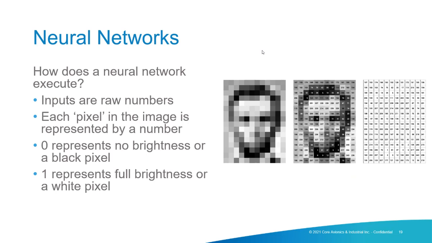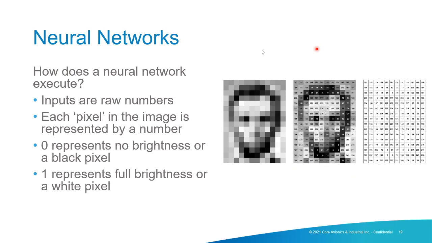So if you look on the image on the right, you can see a very low resolution picture of a face, and you can see that each of the pixel elements in this low resolution face have a number associated with it. The higher the number, the more white the pixel is. The lower the number, the more black the pixel is. And this represents the brightness associated with that pixel. And you can do this for every color channel in an image.